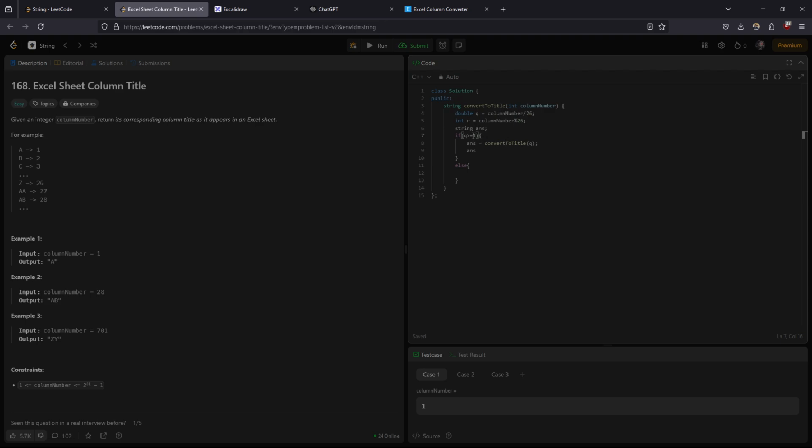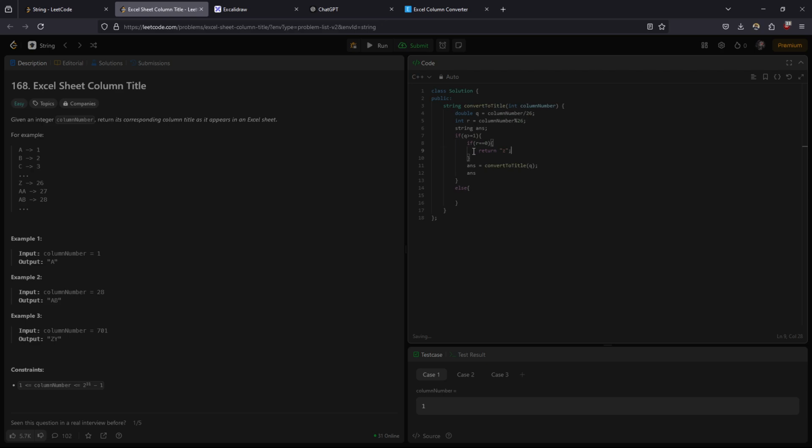If the quotient is greater than or equal to 1, here we will check if the remainder is equal to 0. If the quotient is 1 and the remainder is equal to 0, then we will simply return Z.